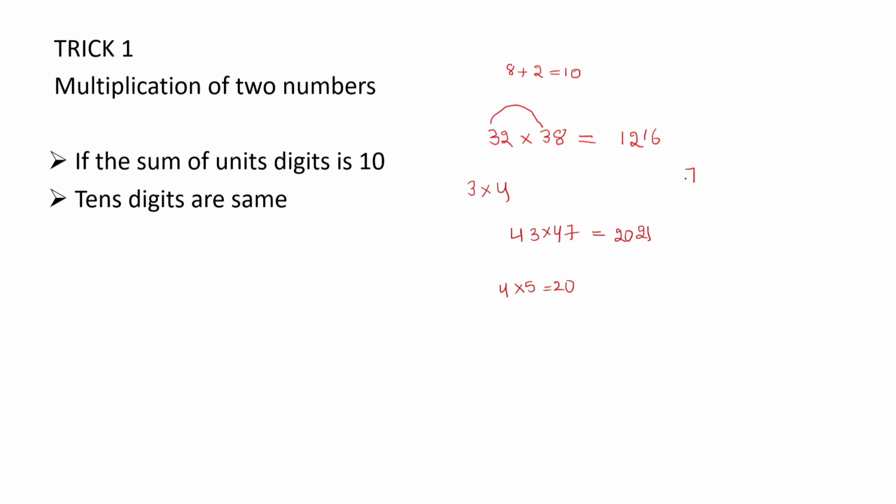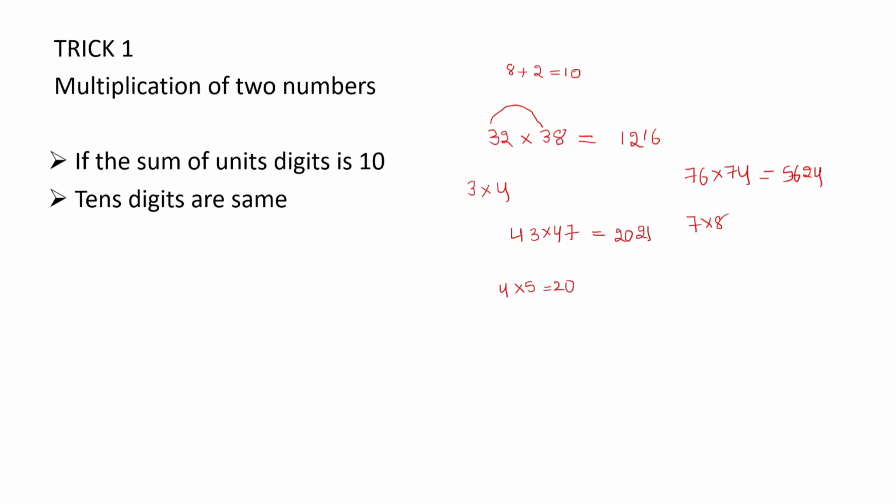Let me take one more example. 76 into 74. These two numbers are satisfying these two conditions. So we can use this trick. That is 6 into 4, 24. What is the number we'll get after 7? That is 8. So 7 into 8 will be 56. By using this trick, we can say the answer orally, but it should satisfy these two conditions. Then only we can apply this trick. This is about the first one.